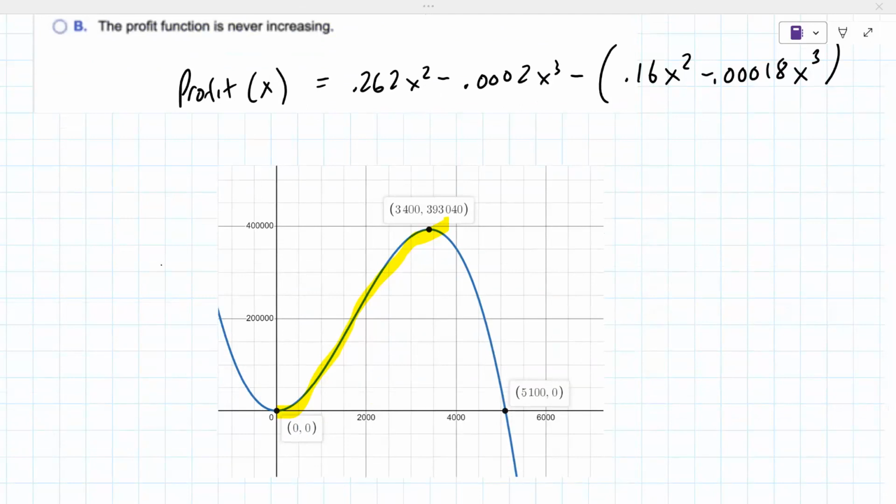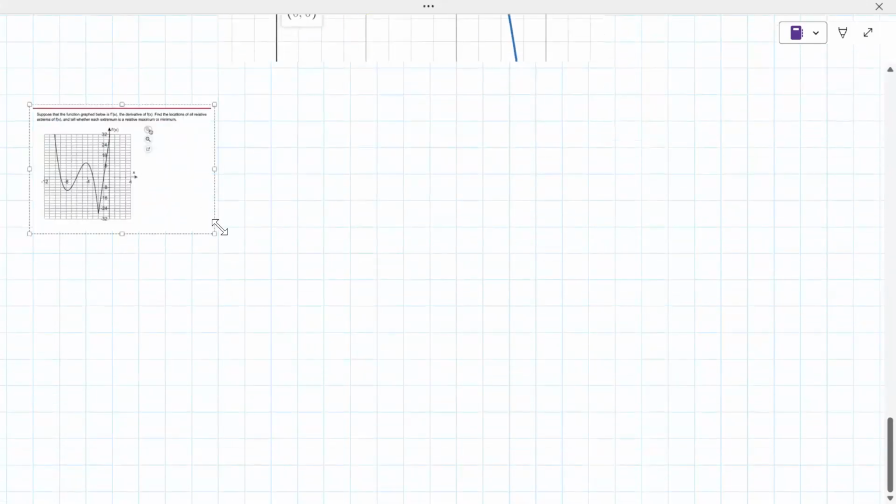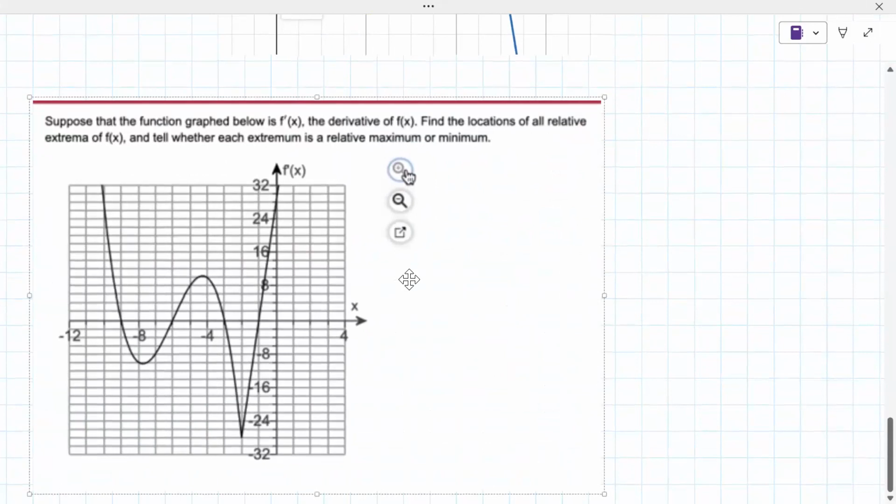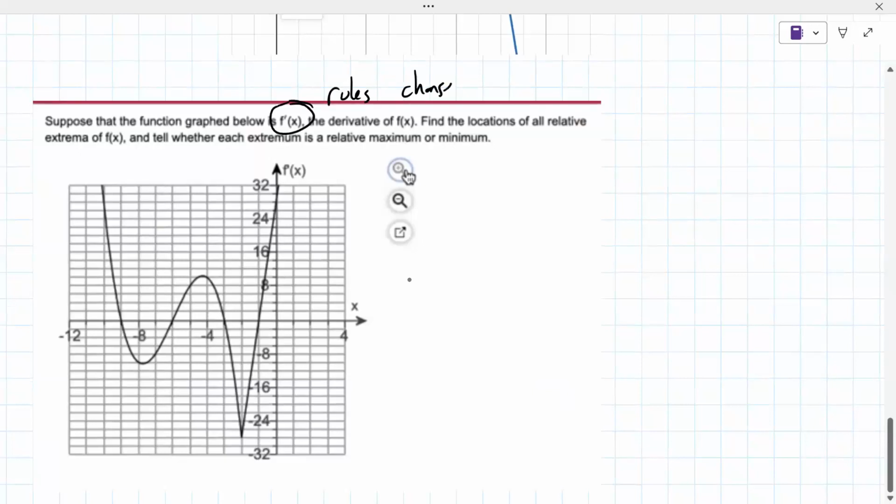Okay, boy, the next one is the tough one. It kind of looks like the first few problems that we were doing, but this time it's telling you that the graph is of the derivative and the rules change. So the things that you think were true with the original function are not true here. Find all locations of relative extrema and tell whether each extreme is a relative max or a min.